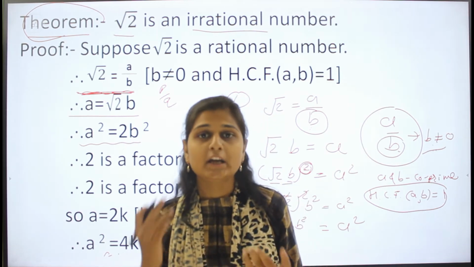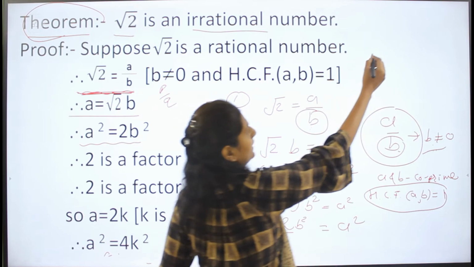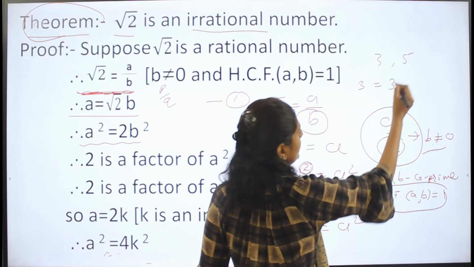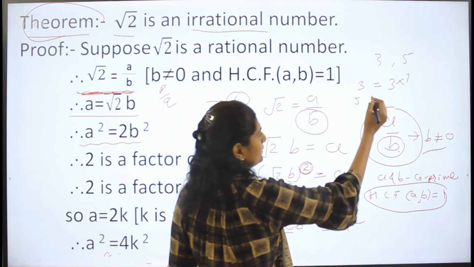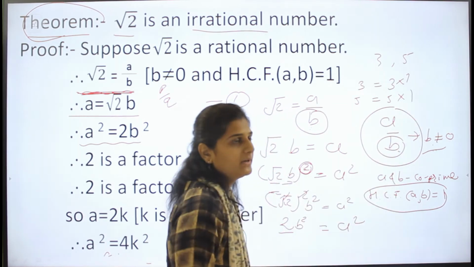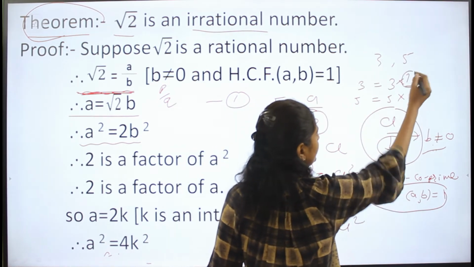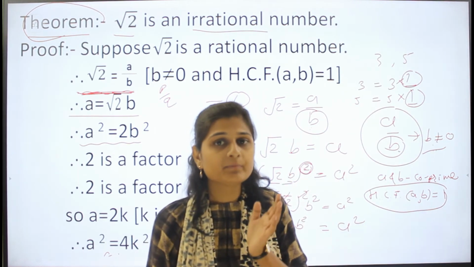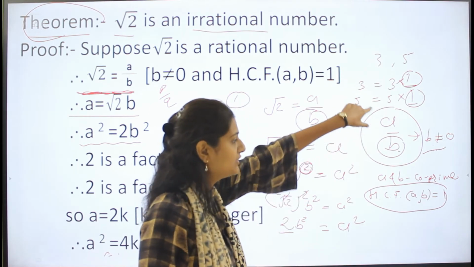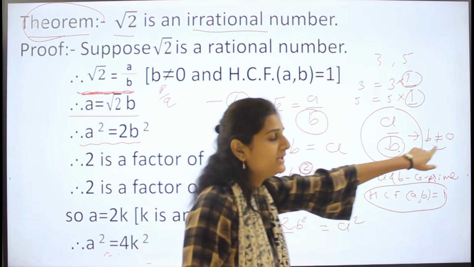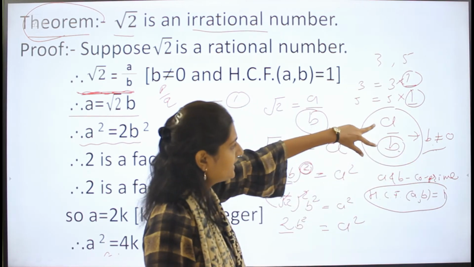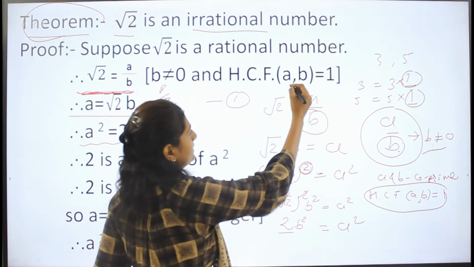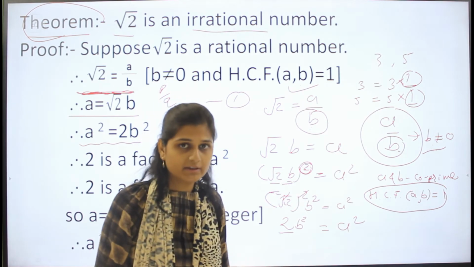You can simply take, for example, the values 3 and 5. The factors of 3 are 3 multiplied by 1, and the factors of 5 are 5 multiplied by 1. So which value is common? That is only 1. That means 3 and 5 are co-prime numbers. So if you are taking any fraction, the condition will be that b is not equal to 0 and the HCF of those two values will always be 1. This is why we have written this condition.